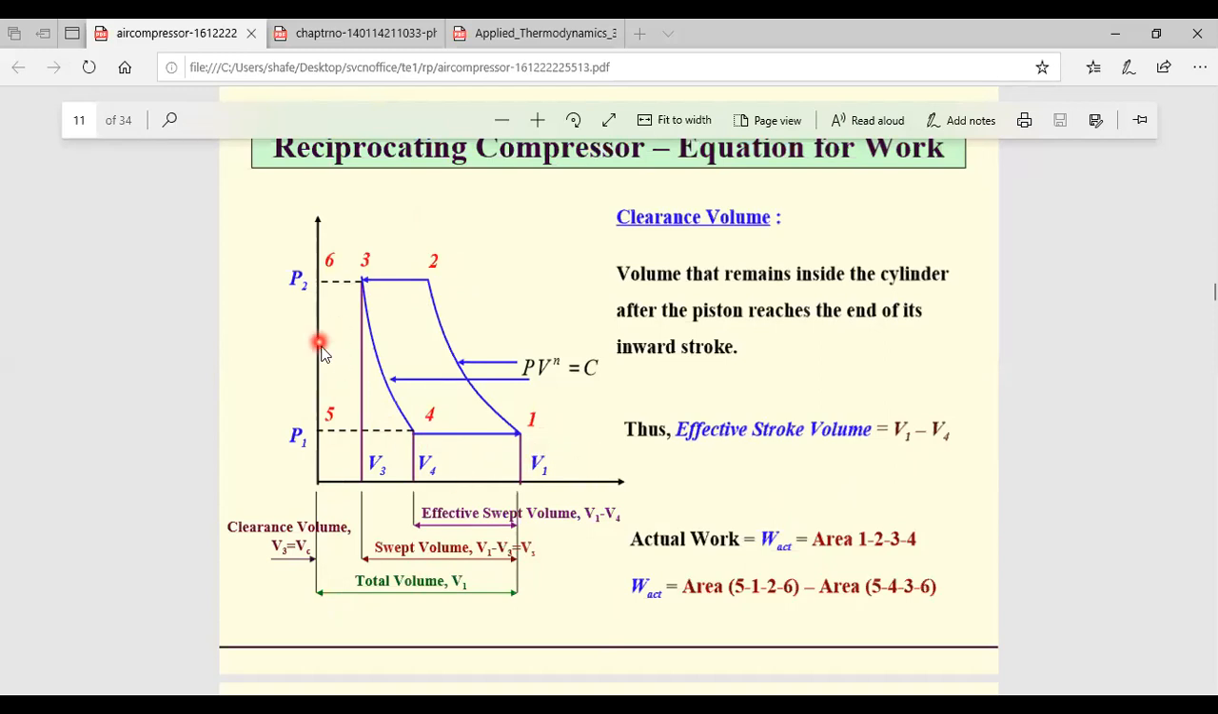Now if I consider clearance volume, then how the work done expression changes, that I'm showing. For that I need the work done of this particular 1 2 3 4 process. So first I'll take the area of curve 5 1 2 6 minus 5 4 3 6. If you subtract 5 1 2 6 minus 5 4 3 6, then I'll get the area under the curve 1 2 3 4. That is, if I consider clearance volume, this is the work done. Okay, just follow the next slide.